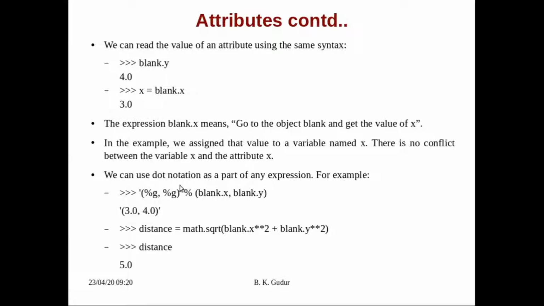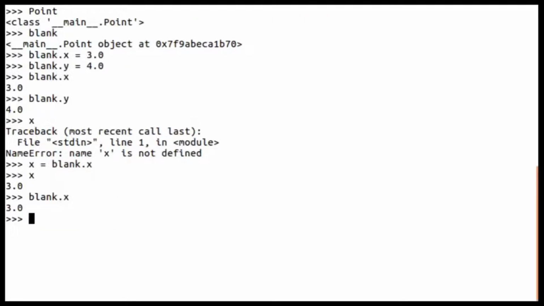We can use dot notation as a part of any expression. For example, if I want to print the point, I can use something like %g. For printing an integer, we can use either %g or %d. Here %g, %g, % of blank dot x, blank dot y, which is a tuple notation. Meaning it's a point.